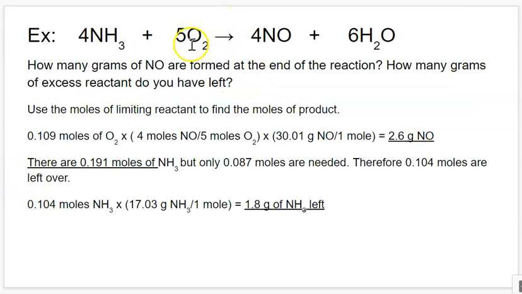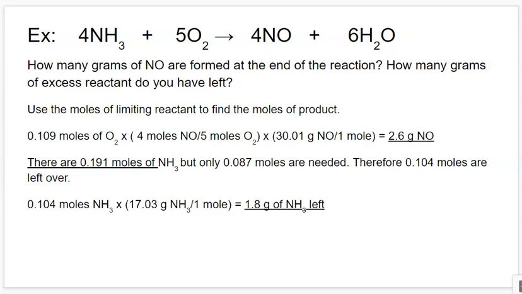And now if I want to figure out how many grams of excess reactant we have left, I'm going to start with the 0.191 moles of ammonia, except we only used 0.087 of it. That's when we calculated how much of the ammonia we would need to react with all of the oxygen. That's going to tell us how much of the ammonia actually reacts. So the difference between how much I started with and how much I actually used is going to tell us how much is left over. If I do 0.191 minus 0.087, there's going to be 0.104 moles of the ammonia left over. Then I can just take that and convert it into mass using the molar mass, which is going to give us 1.8 grams of ammonia left over. Like I said, since there was more than double what we needed, we're going to have more than half left.